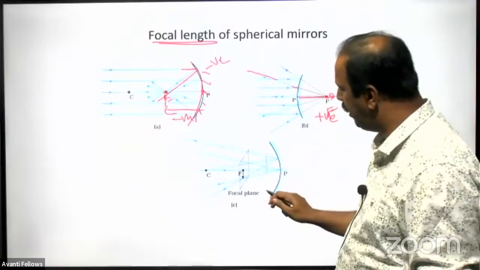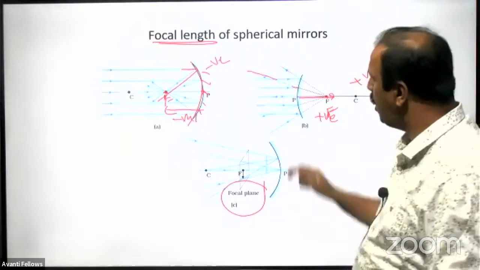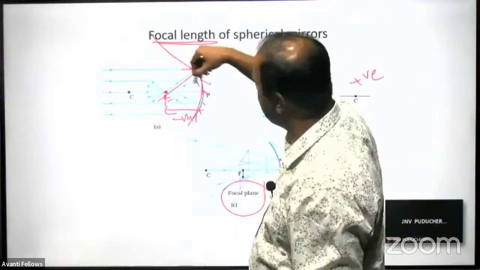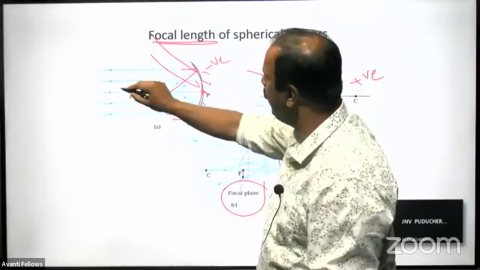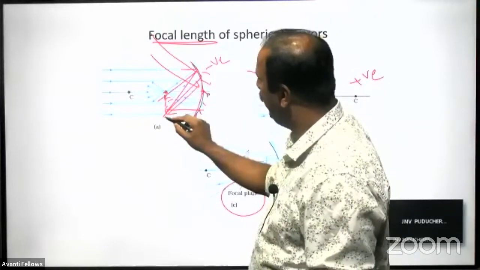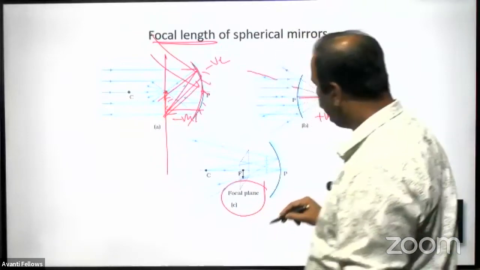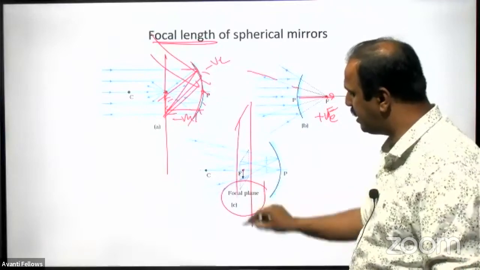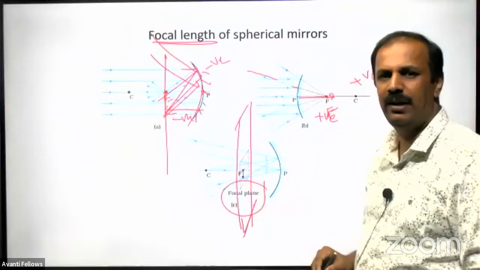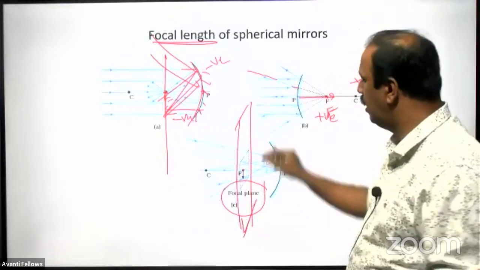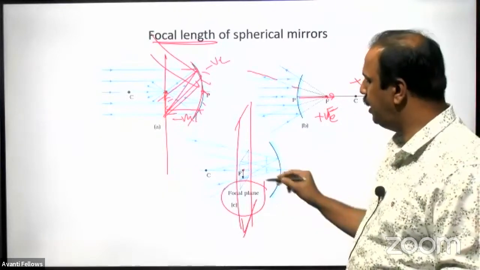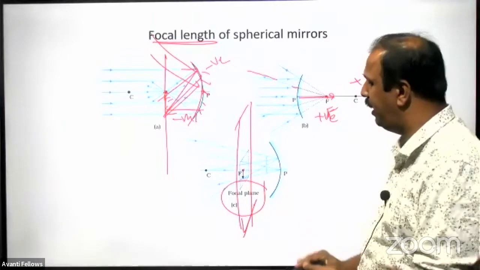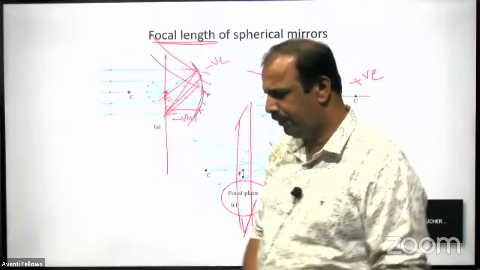And here we have another term called the focal plane. If the rays are not coming parallel to the principal axis but at an angle, they will come and make an image here. So we have a plane here, which is a plane passing through the focus and perpendicular to the principal axis. That plane is called the focal plane. Focus means just a point, and that entire plane is called the focal plane.